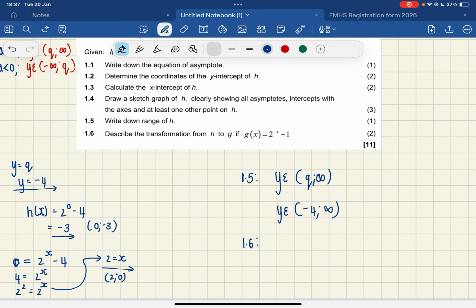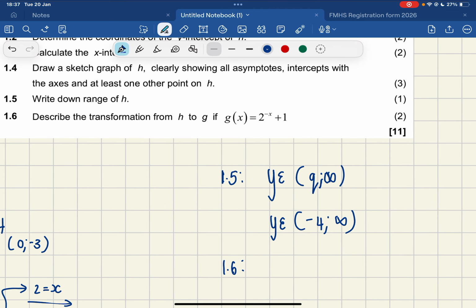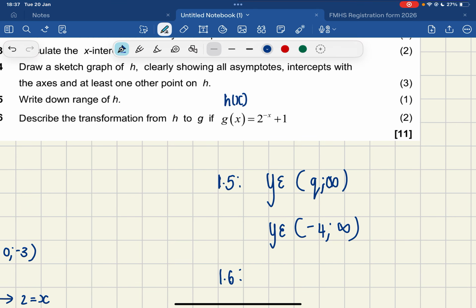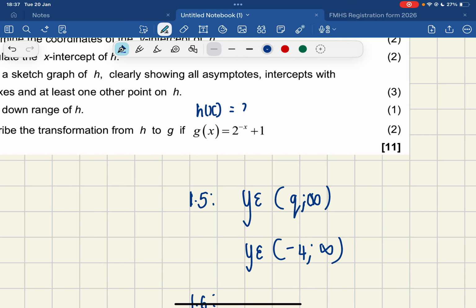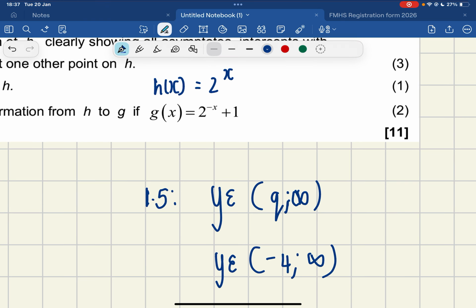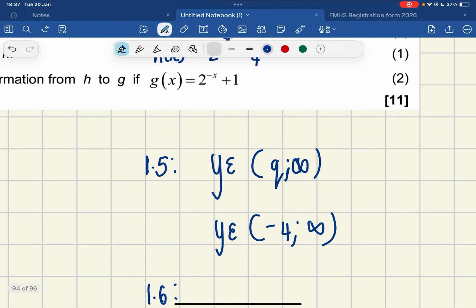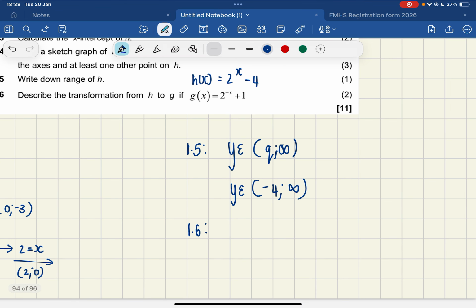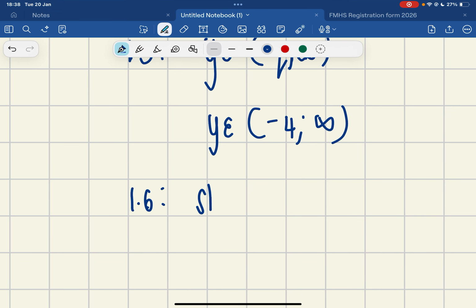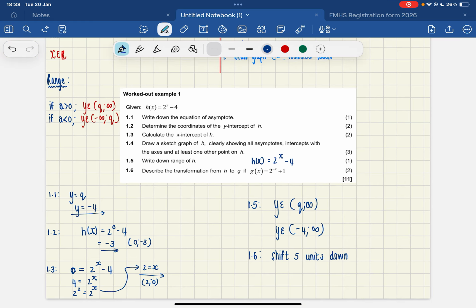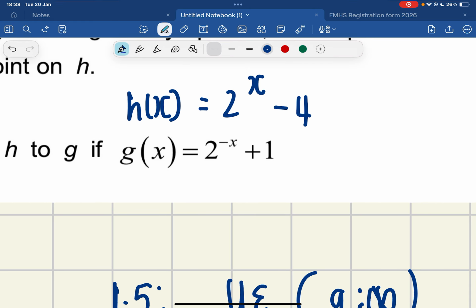It asks us, boys and girls, to describe the transformation from h to g. Remember, h of x is given to us as 2^x minus 4. So what happened? Let's first deal with the q value. The q value has changed from 1 to -4, so we've minused 5. So the graph shifted 5 units down. And then we see that we have a negative x.